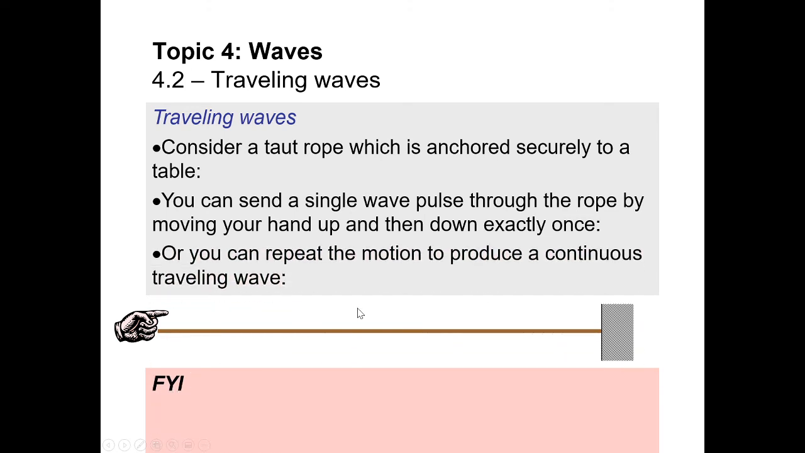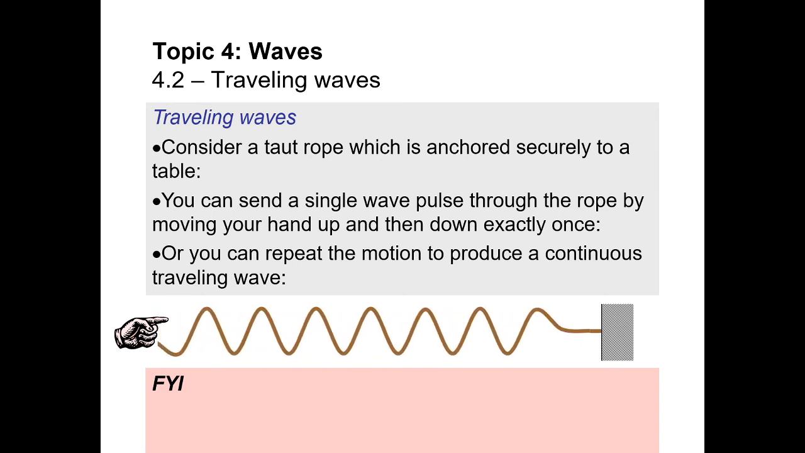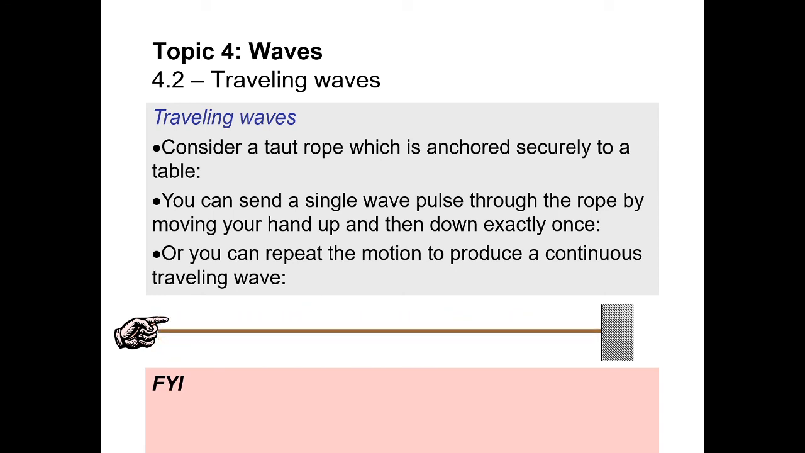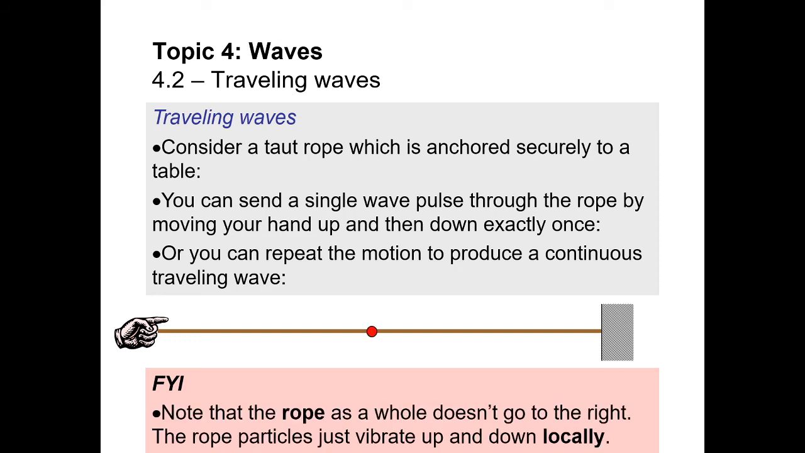Now, if you keep moving your hand up and down and repeat the motion, you can create a continuous pattern. You can create a wave. Okay, so one single up and down movement is a pulse. Continuous movement is a wave.